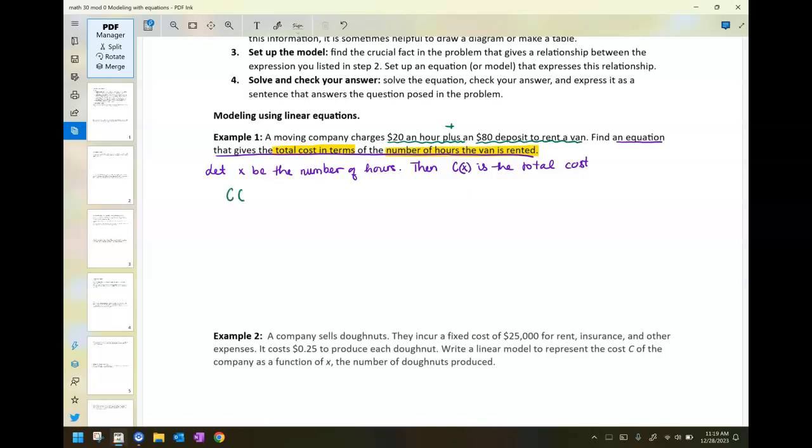So C of x equals the charge per hour for how many hours you rent plus the deposit. So then here C of x equals $20 times the number of hours rented plus the deposit. This is the cost to rent the van for x hours.